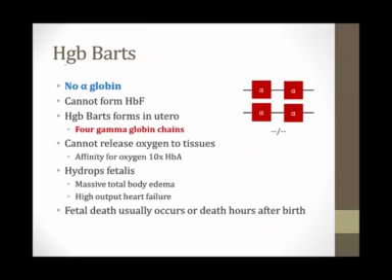The final type of alpha thalassemia is called hemoglobin Bartz. This occurs when there's deletion of all four alpha globin genes. This is not compatible with life. These babies have no alpha globin. They cannot form hemoglobin F, which consists of alpha globin and gamma globins.